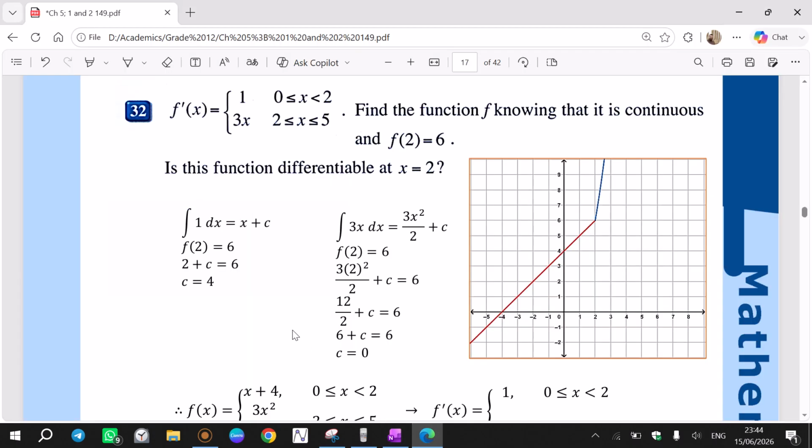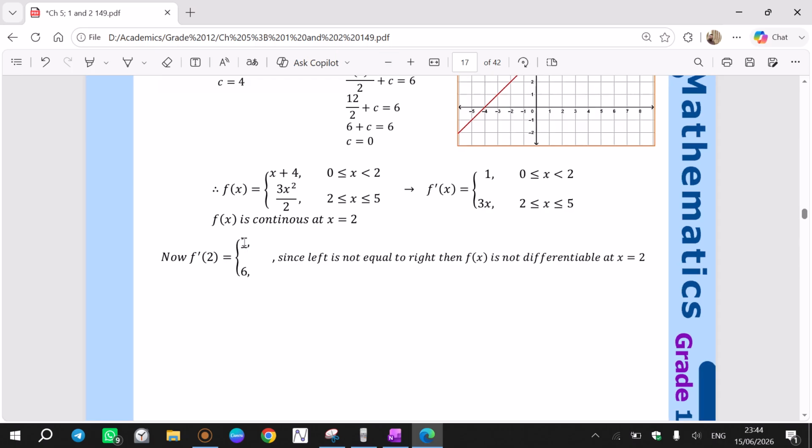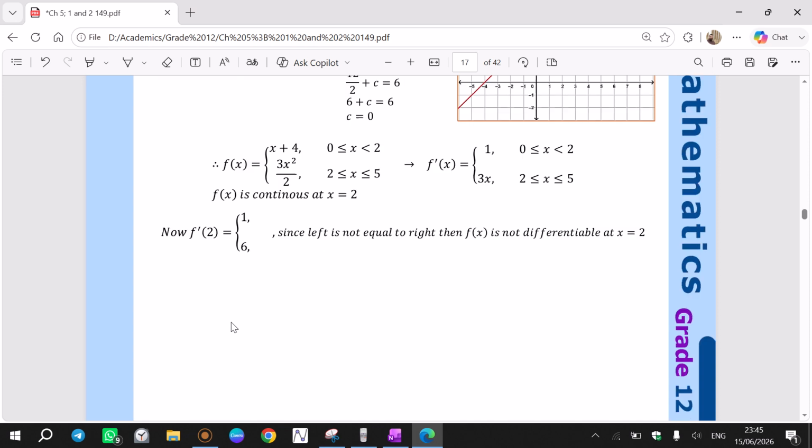Because when I input 2 in the derivative, one side becomes 1, the other side becomes 6, while according to the definition of continuity, left and right must be equal. If in a derivative left and right are equal, the derivative exists, and the function is called differentiable at a certain value. But if a derivative has a problem, left is not equal to right, then we say the function is not differentiable, not the derivative itself. The function could be differentiable or not differentiable.